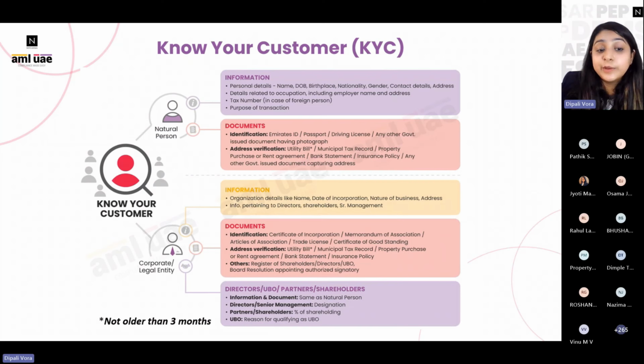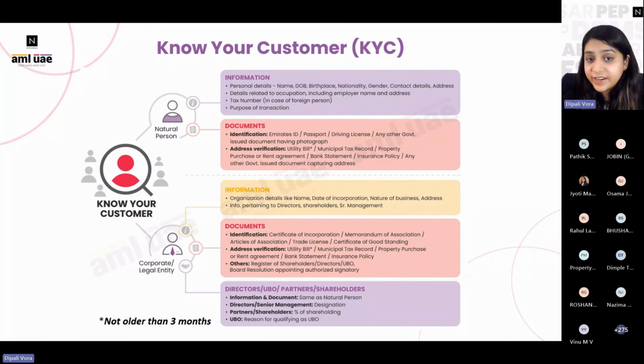Now the question that we are going to answer is what documents or information we are going to seek from our customers. If our customer is a natural person, we are required to seek identification documents as well as address verification. Identification, as I mentioned, would be a passport copy, Emirates ID, driving license, or any other document which has a photo and is issued by any government. Just as UAE has Emirates ID, every country would have some local ID issued by their government. So even that would be admissible as an identification document.